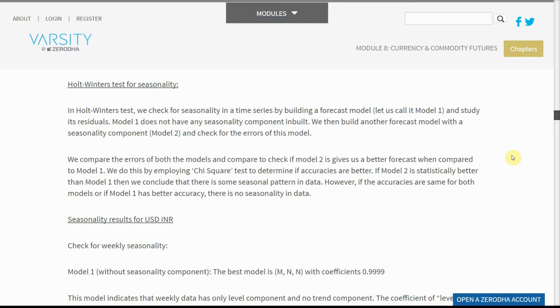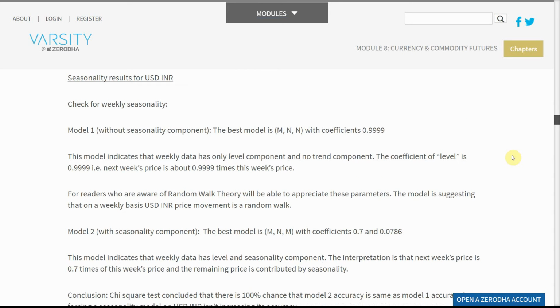We do this by employing chi-square test to determine if accuracies are better. If Model 2 is statistically better than Model 1, then we conclude that there is some seasonal pattern in data. However, if the accuracies are same for both models, or if Model 1 has better accuracy, there is no seasonality in data. Seasonality results for USD-INR.